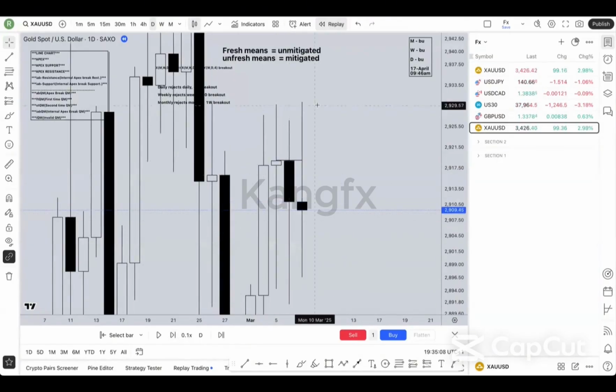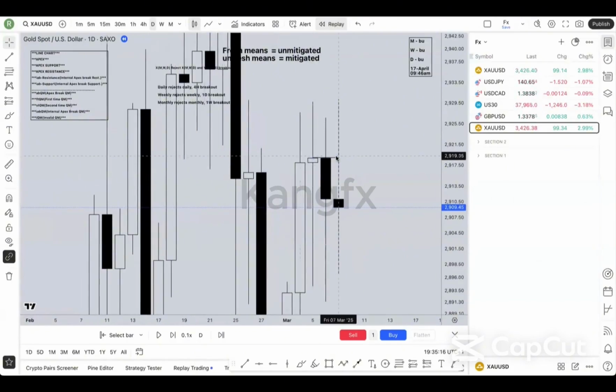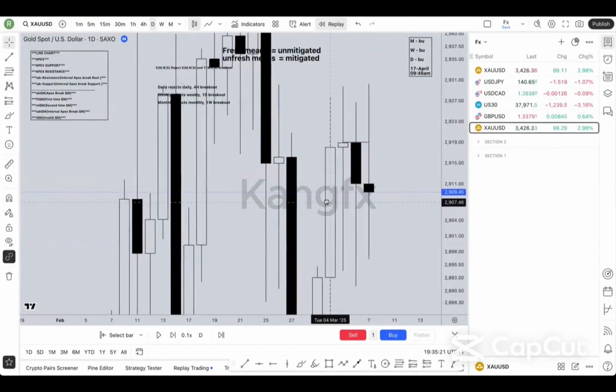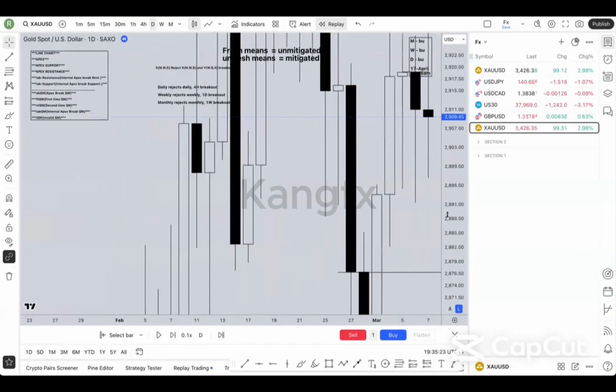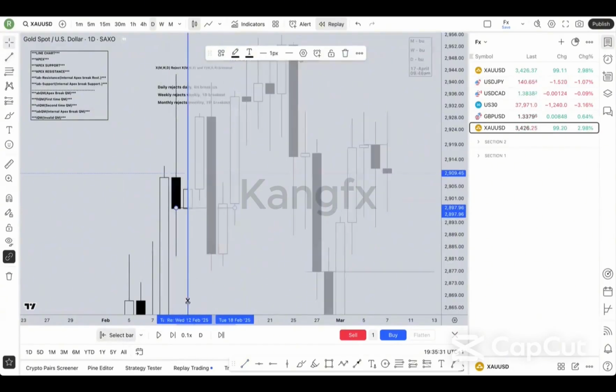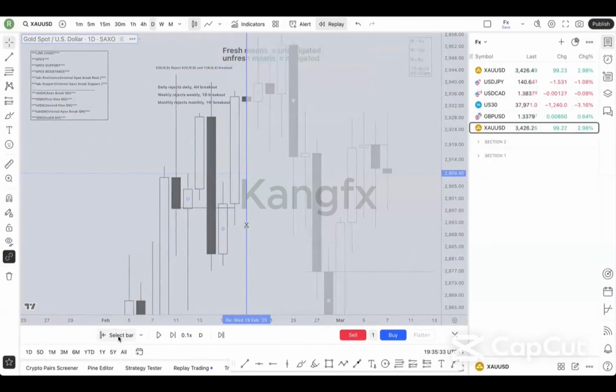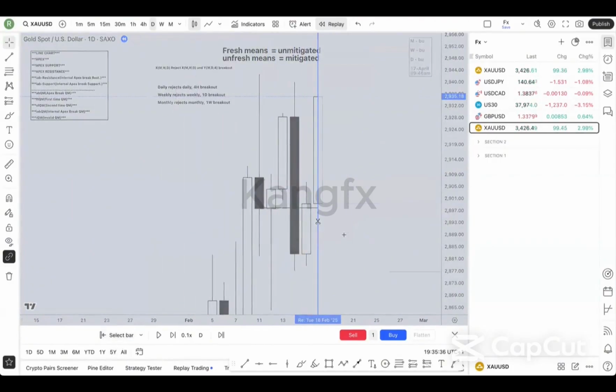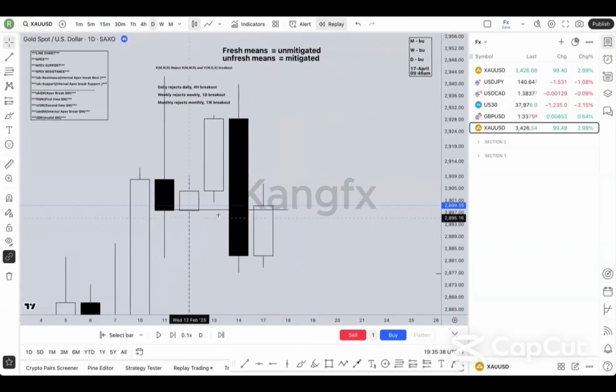So now this level is fresh. Then we had this wick. Now this level is unfresh, no more valid to use. For now, it can still become fresh again, but for now it is unfresh because we have a wick that went through it and fell. Let's look for another fresh and unfresh level. We have this support. This support here, when the market broke it at this point, it was fresh.